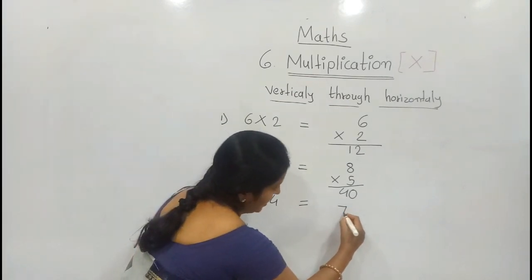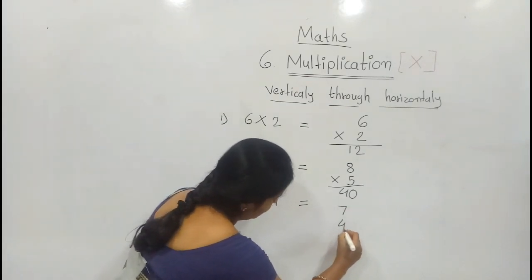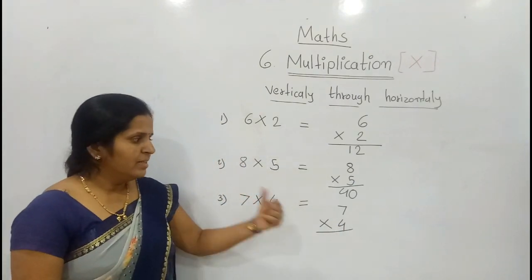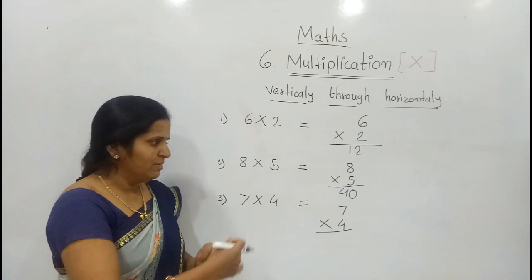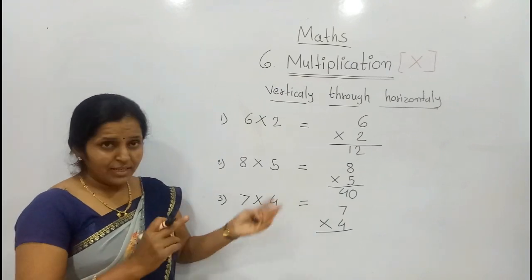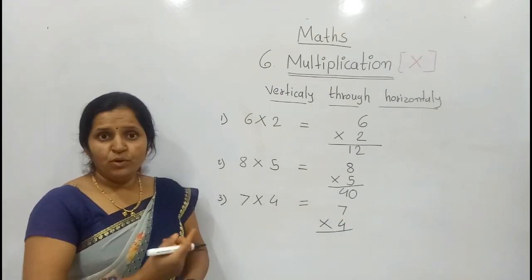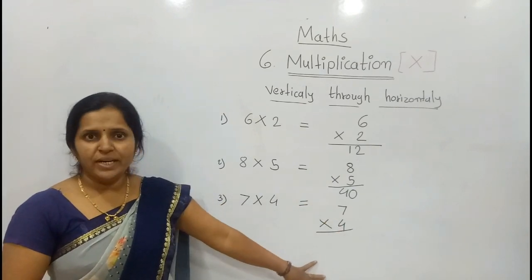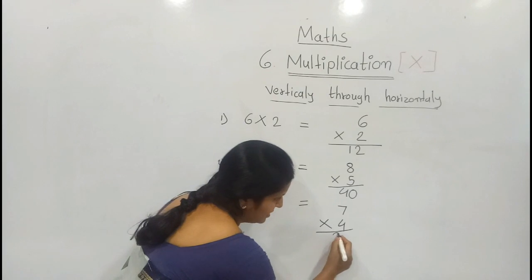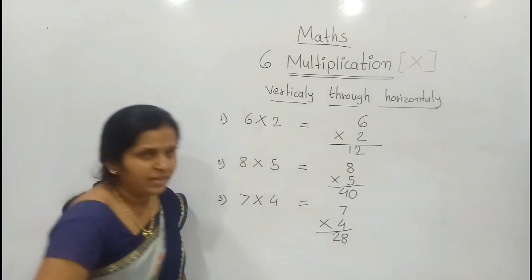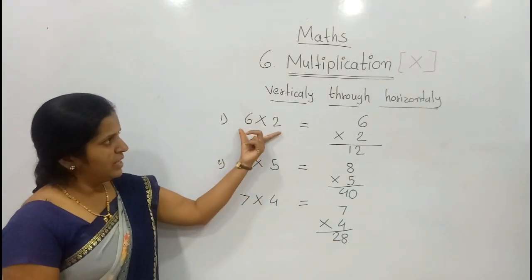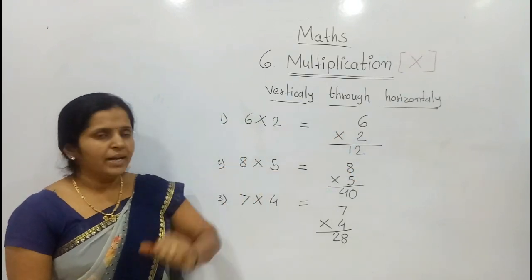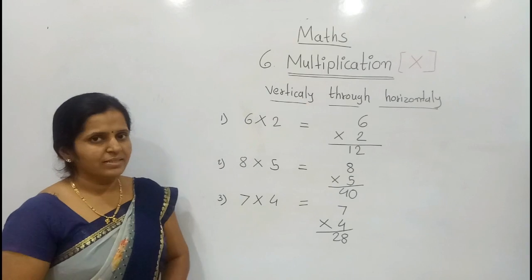Last, 7 into 4. Same way, 7 upside. Exactly below that write 4. Give the sign of multiplication. And then write the answer. 7 4s, 4 7s, what does it mean? 7 1s are 7, 7 2s are 14, 7 3s are 21, 7 4s are 28. Means this is our answer, 28. In this way, whenever the example is given horizontally, we have to arrange it vertically and write the answer with the help of tables.